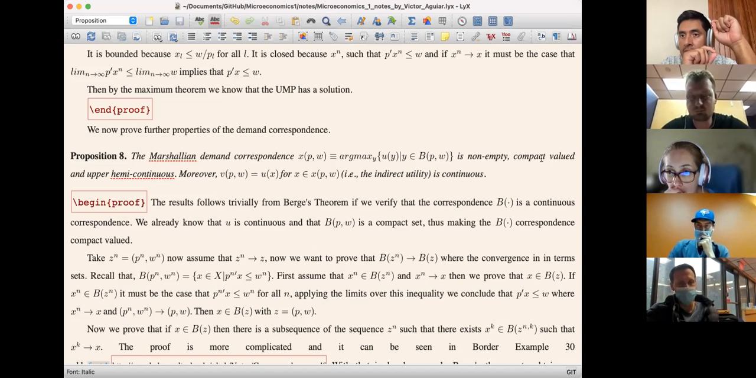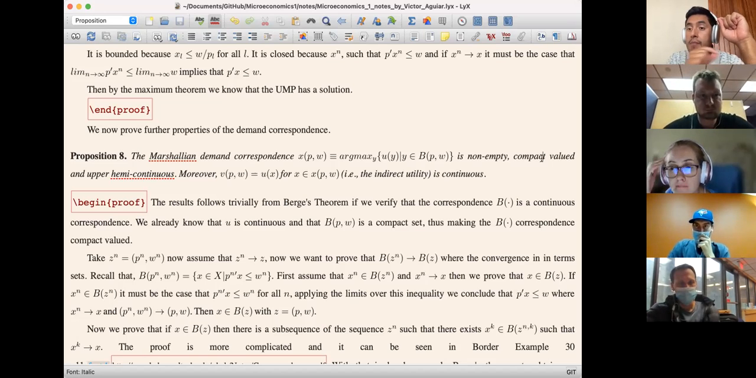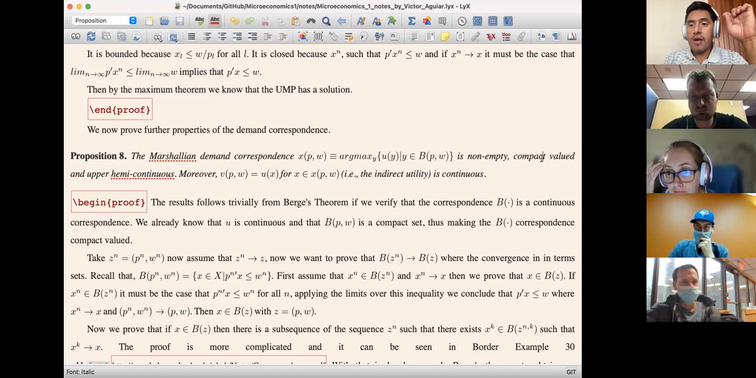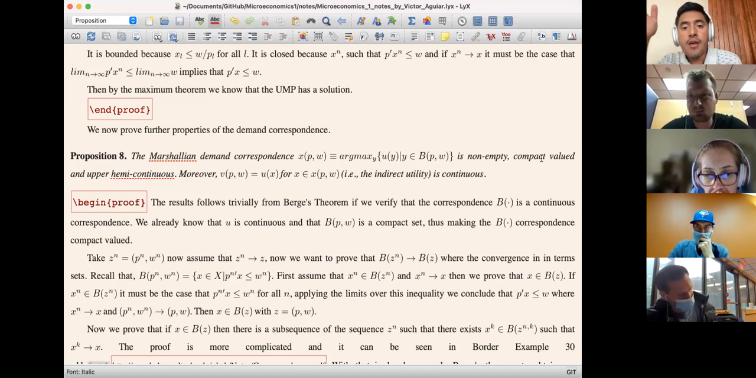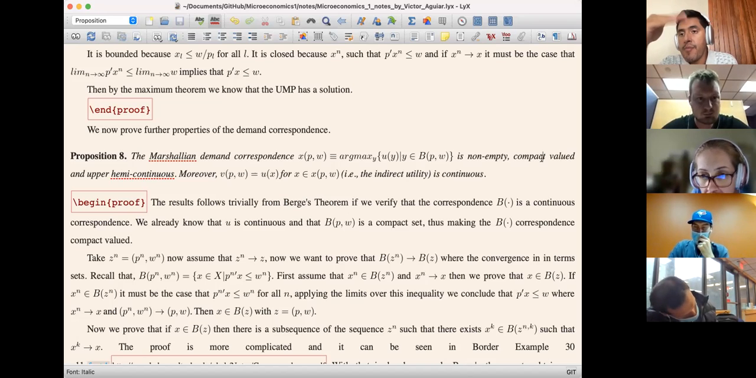I take a sequence in the input, and this converges to some limit. Then I take a sequence in the image, and this converges to some point. In the limit, the limit of the sequence of images has to be in the demand correspondence of the limit of the inputs, p and w. This is, of course, the definition we just did. So this is telling me basically that as I move the parameters p and w, the demand correspondence is going to change almost continuously, right?